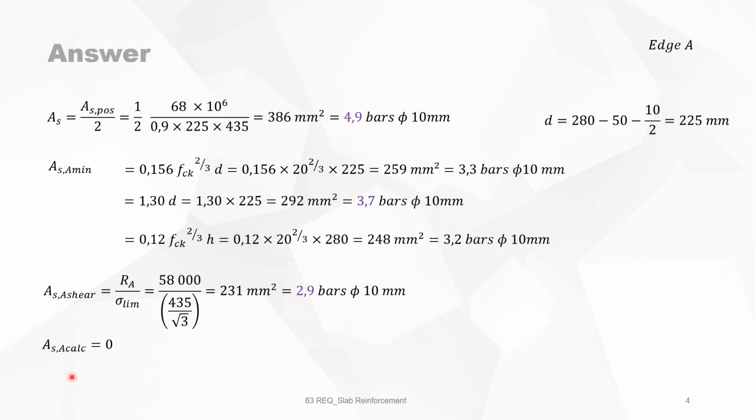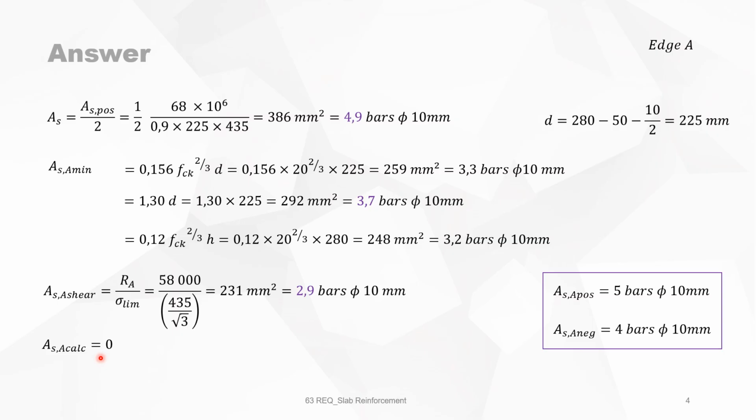And then the calculated reinforcement, meaning for a bending moment in the vicinity of point A, which because it's simply supported, is 0. So now we look at this and take the maximum of it, and we see that for the positive bending moments, the maximum is equal to 4.9, meaning 5 bars diameter 10. And for the negative bending moment, it will be 3.7. It will be 4 bars diameter 10.